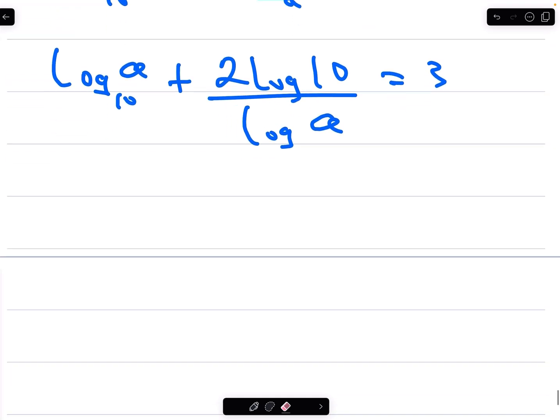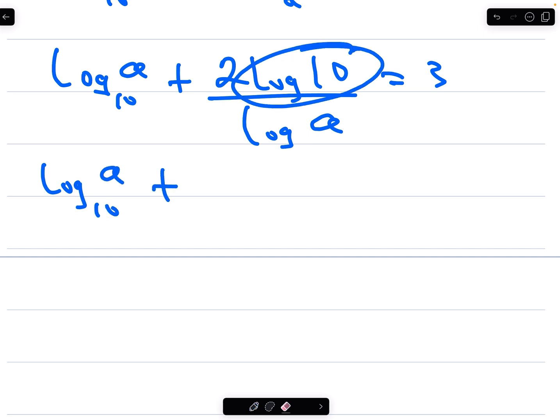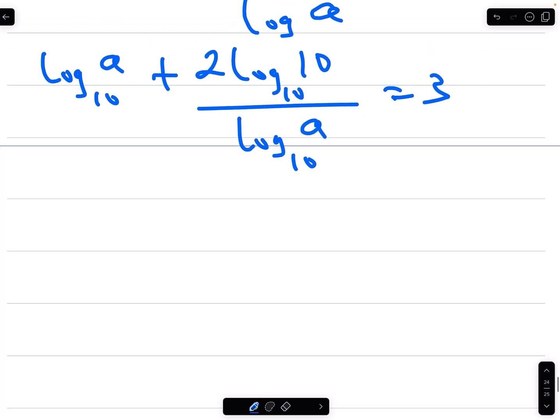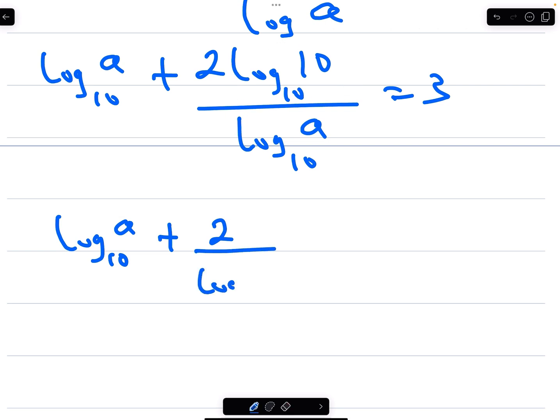Now let's go. This simply means log a base 10 plus log 10 is simply the same as log 10 base 10, when the base is not given, then it is 10, divided by log a, which is also the same as log a base 10, equals 3. And that simply means log a base 10 plus 2, since log 10 base 10 is 1 times 2, that's 2, over log a base 10 equals 3.